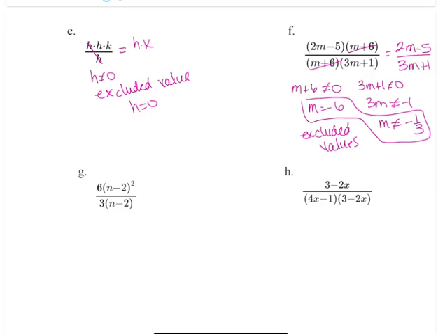Spicing it up a little bit for problem G. G ends up giving us this 6 times the quantity n minus 2 squared, right? And technically this one is to the first power, so there's not the same amount on the top and the bottom. So you can write this out, expand it. This is the same thing as 6 times n minus 2 times n minus 2, right? Because anything that is squared, you're just multiplying it by itself. And then in the denominator, we have 3 over n minus 2.